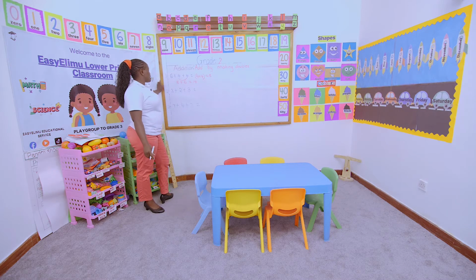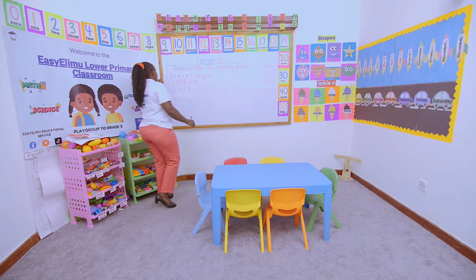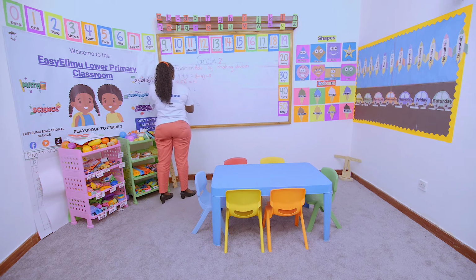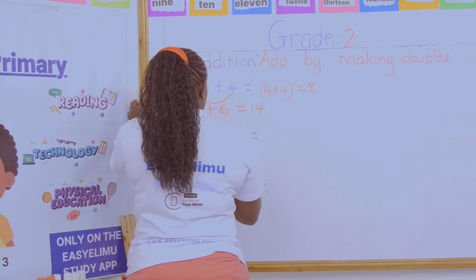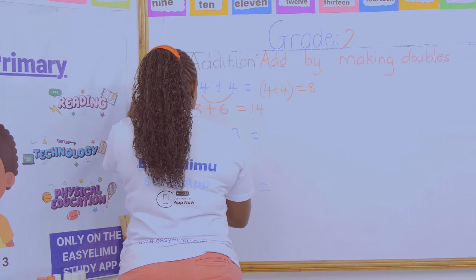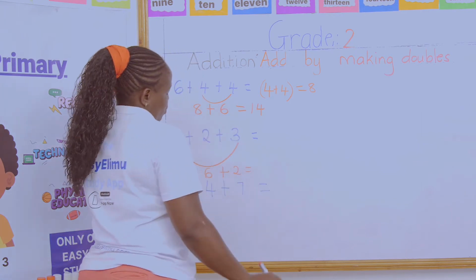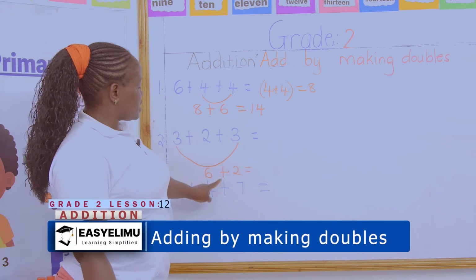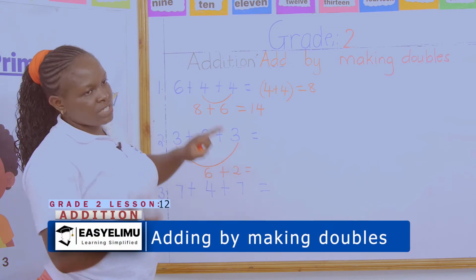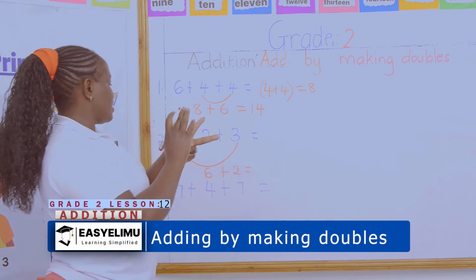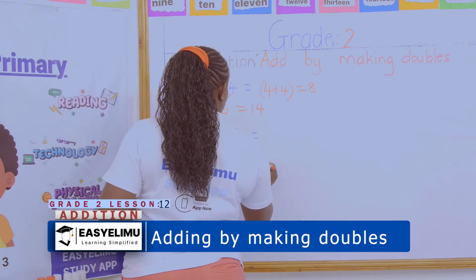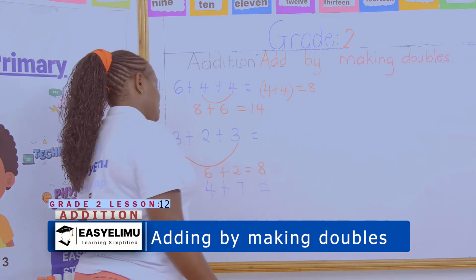What are the two doubles here in question 2? Question 2, 3 and 3 are the doubles. So 3 and 3 gives you 6 plus the remaining number, which is a 2. And what do you get? 6 in the head, 2 fingers out. 6, 7, 8. And we get our answer as 8.